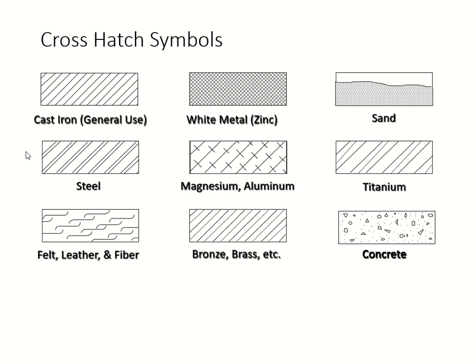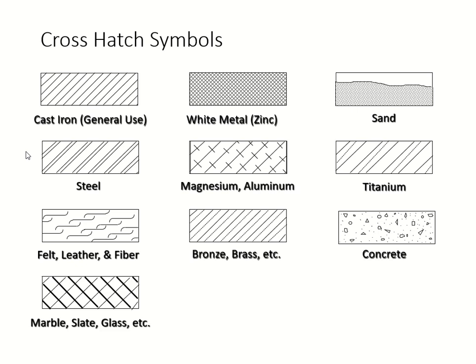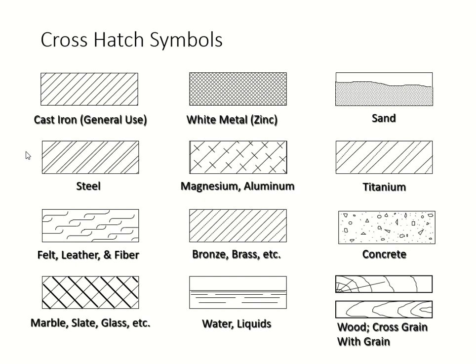Your concrete. So for all of your sectioned exposed areas, depending on the material type, you're going to use different crosshatch symbols. Marble, slate, glass, and water, liquids, and wood, cross grain and with grain. Okay, make sure you use the correct crosshatch symbols for your model. You can always use cast iron when you have aluminum or magnesium material.